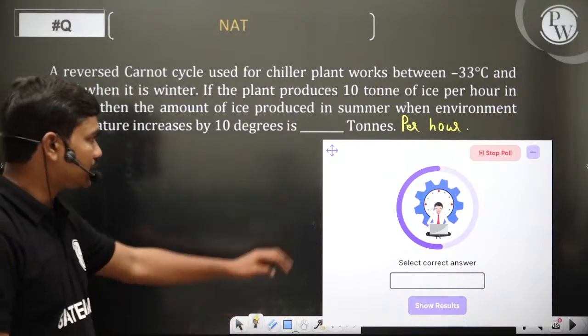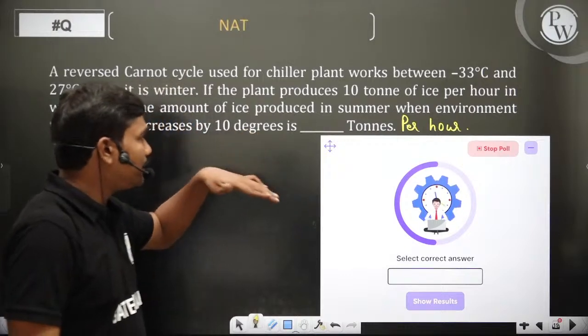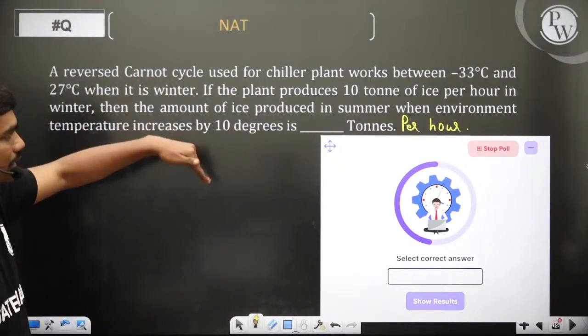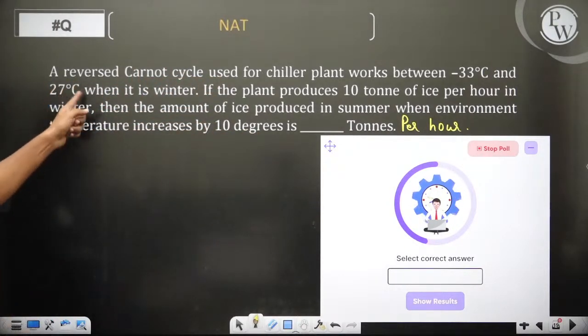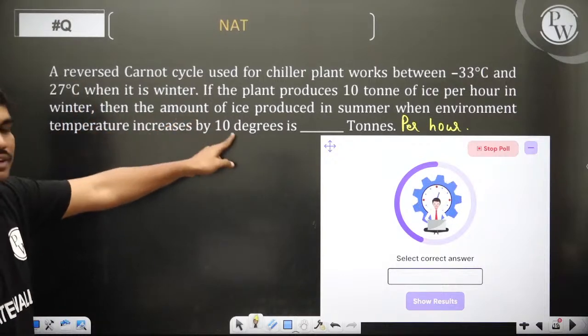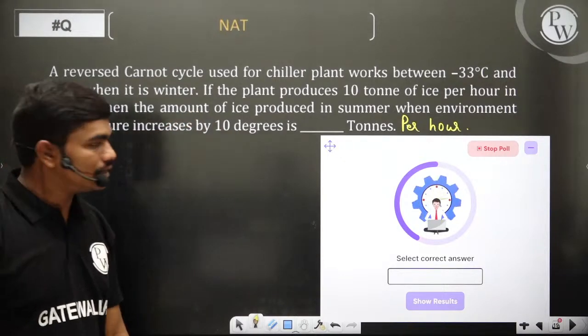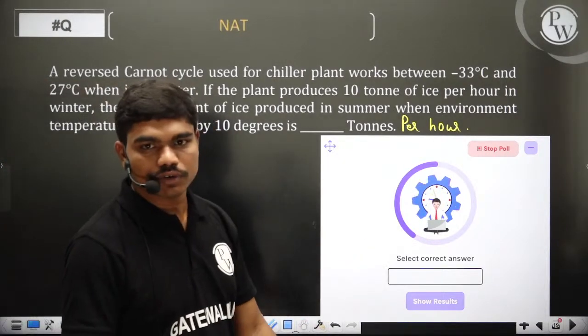Come on, all of you solve this question. See, basically in winter, what's happening? The temperature, the atmospheric condition, is decreasing. So it is 27 degrees Celsius in winter, so it would be 37 in summer. That's it. Okay, 8.57, is that the answer? I don't know, we have to work it out.